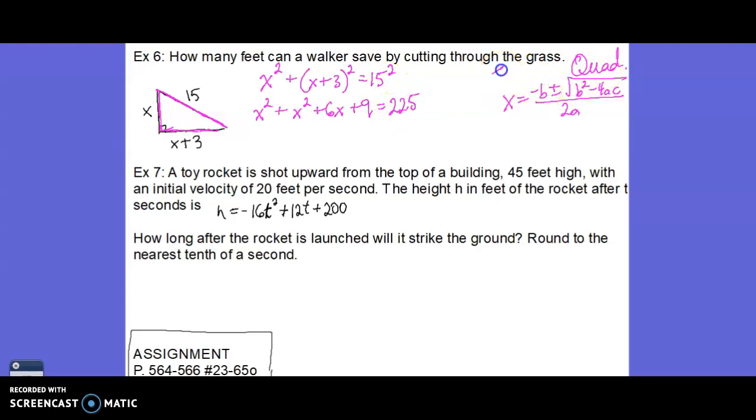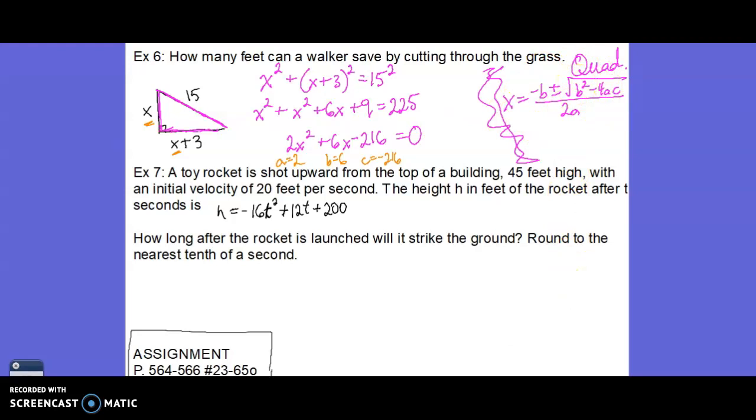If you're going to use the quadratic formula, you need to make sure you set that equation equal to 0. So I'm going to subtract 225 over. That would be negative 216. And we have 2x squared plus 6x. Now we can do the quadratic formula using a is 2, b is 6, and c is negative 216.